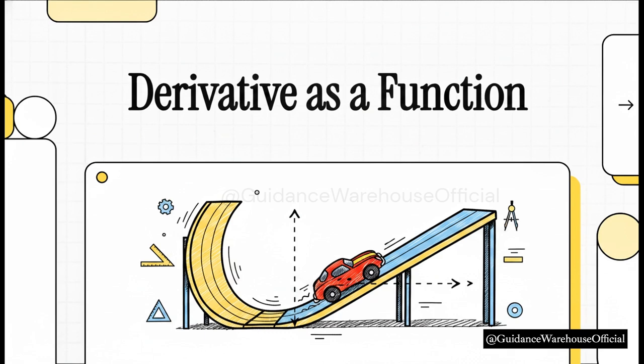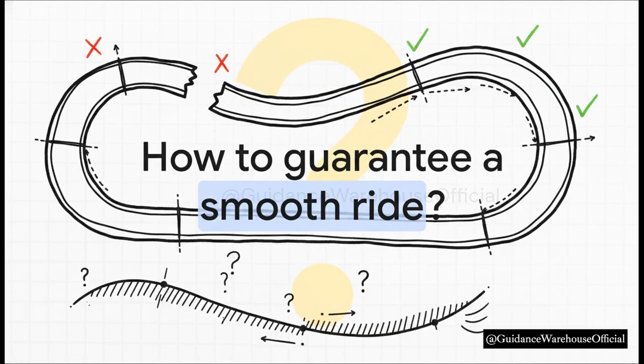How do you make sure it won't crash, stall, or just fly right off the track at that exact connection point? You might think, hey, just making sure the two track pieces physically touch is enough, right? But actually, it's not. To guarantee a truly smooth ride, we need something more powerful.